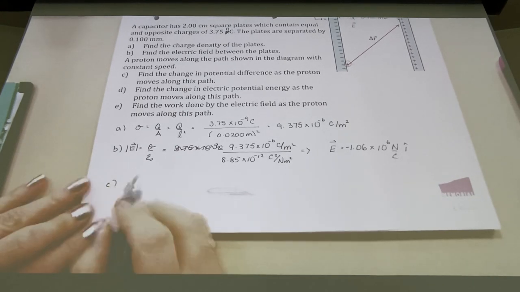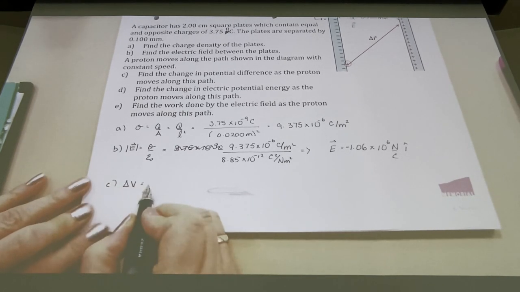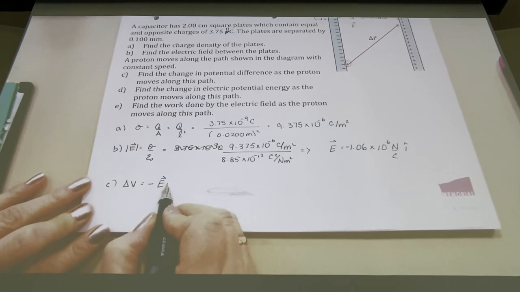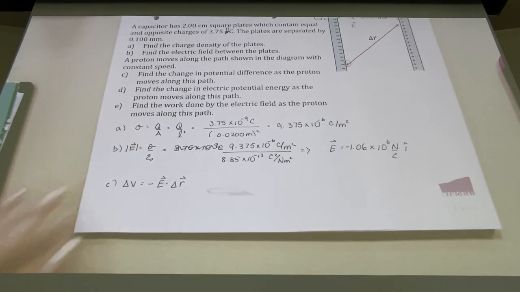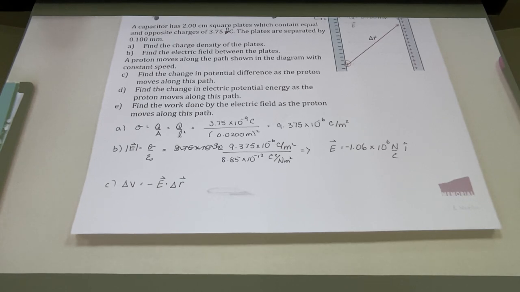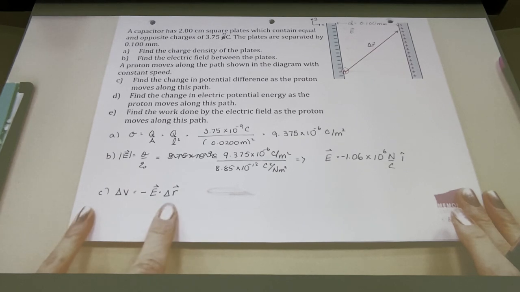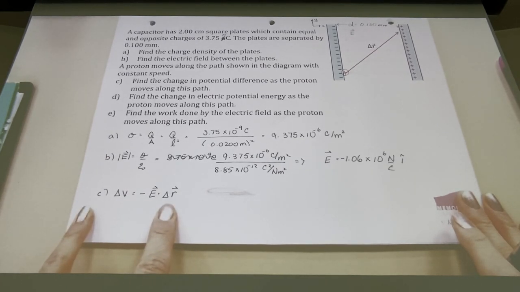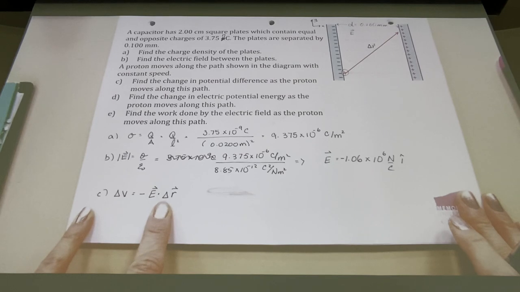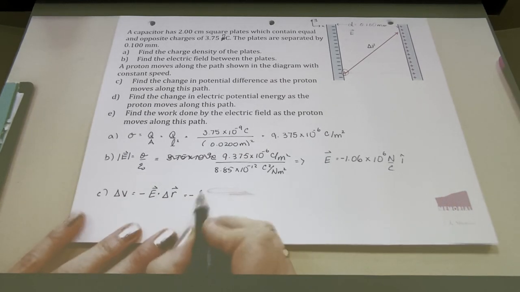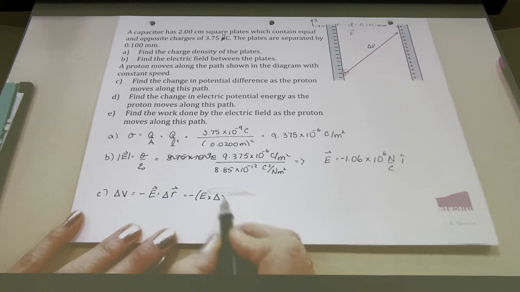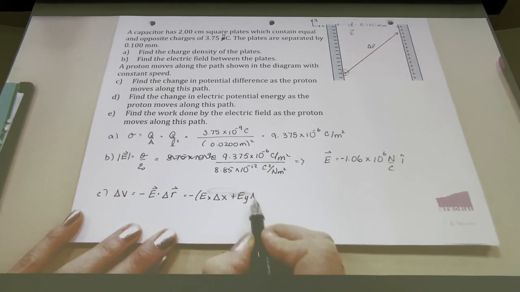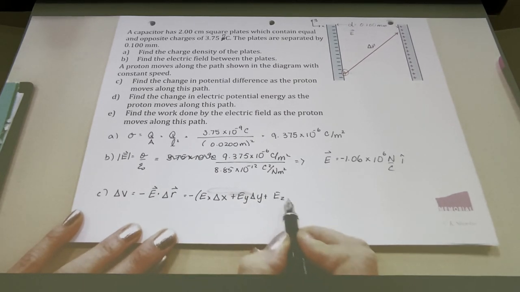So part C, change in electric potential is the negative of the scalar product between the electric field and the path taken by the charged particle. Two ways to find a dot product. You can do magnitude of E times magnitude of delta R times the cosine of the angle between them. We don't really have that information. So let's go with the other way, the component method. That would be negative E_x delta x plus E_y delta y plus E_z delta z.